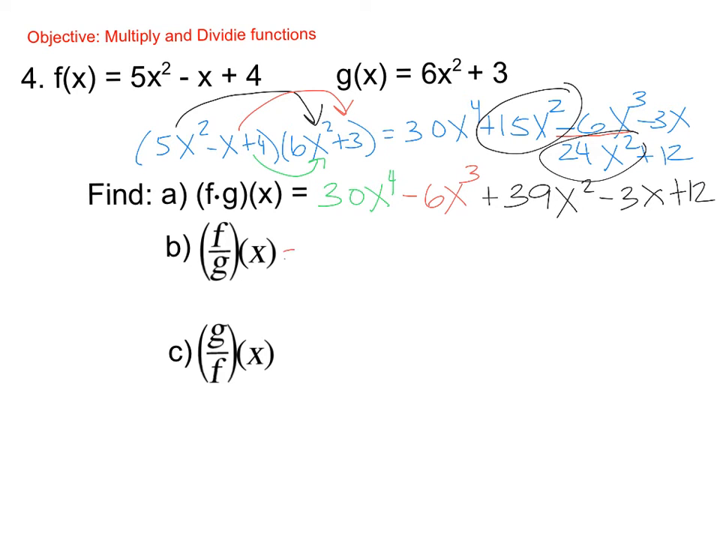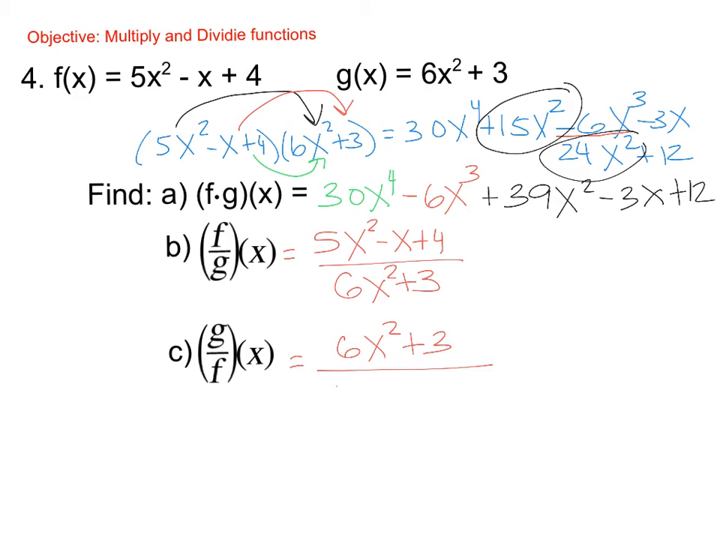And then division. f over g is 5x squared minus x plus 4 over 6x squared plus 3, versus, excuse me, 6x squared plus 3 over 5x squared minus x plus 4. So now these are two very different functions. The domain and range is going to be different. My domain for this one is going to be all real numbers because the bottom will never equal 0. But this one, that's a factorable problem.